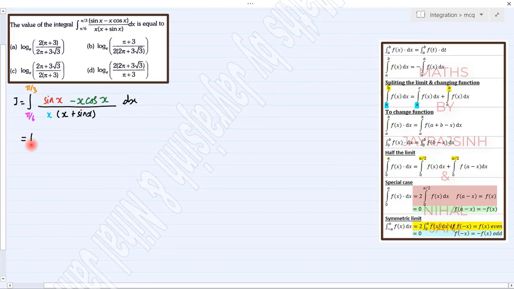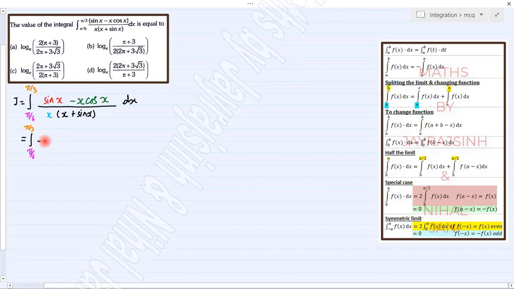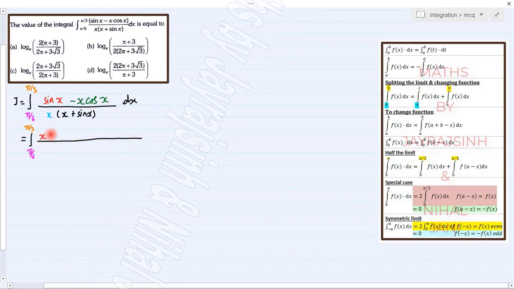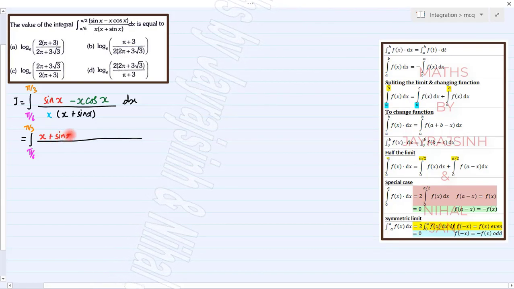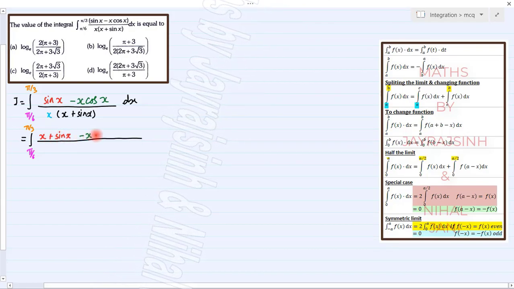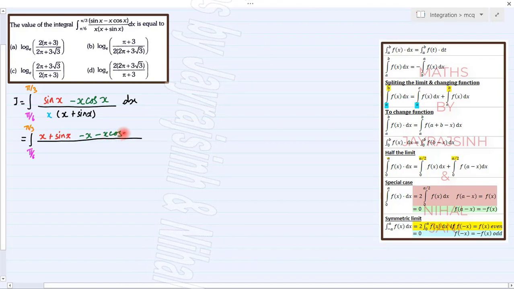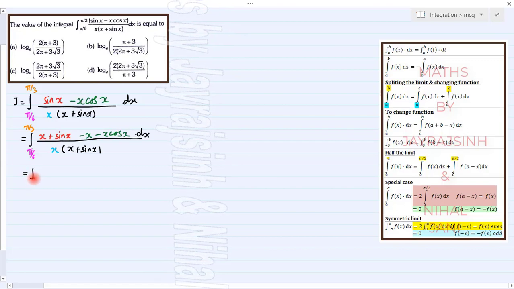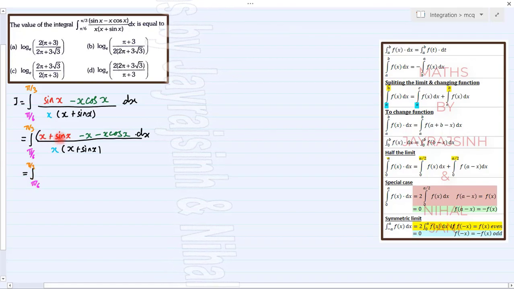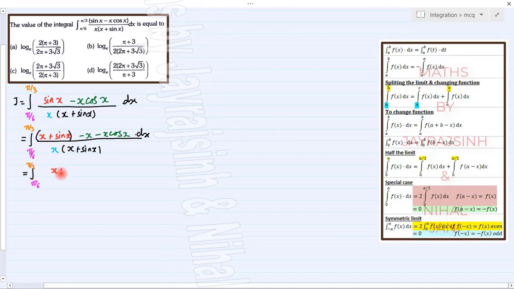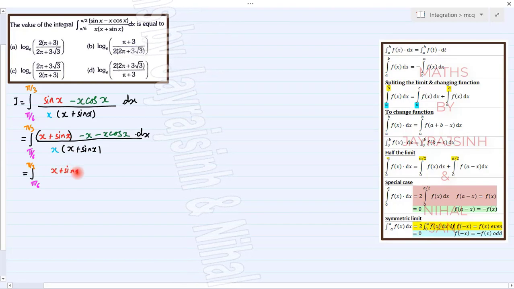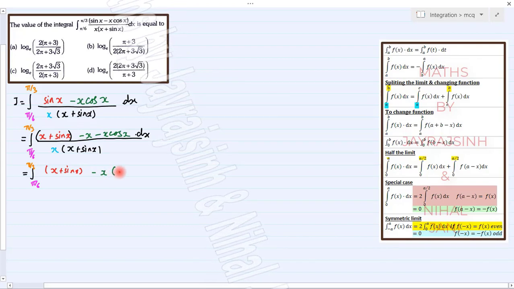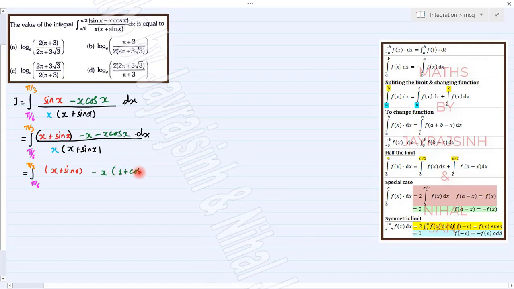Now to simplify this, let's add and remove x. So here we'll get x plus sin x, and here we'll get minus x cos x. Your denominator will be same. Now for further simplification, in first term we have x plus sin x, and from the rest of the two terms we can take minus x common, so we'll get 1 plus cos x.